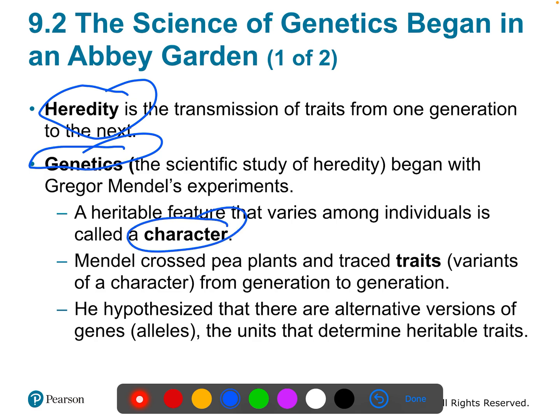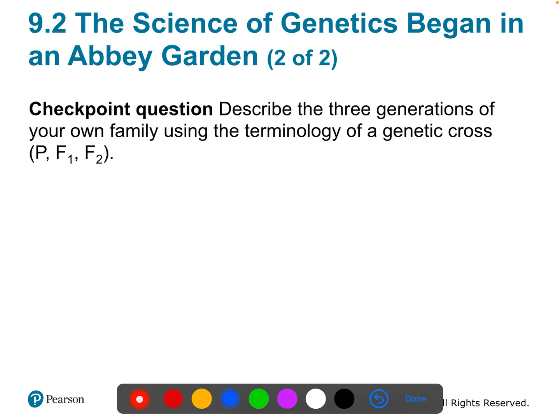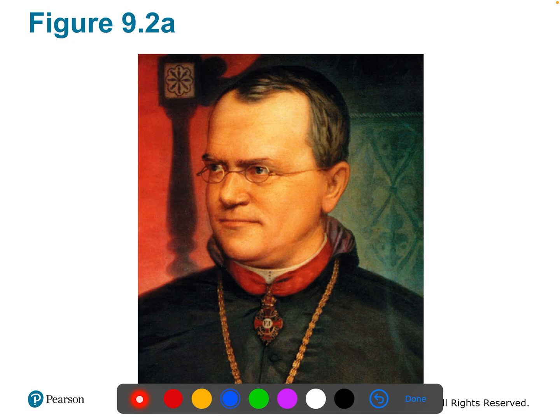Now, when we're talking about genetics, we're looking at things like character. Characters are heritable features that vary amongst individuals. And the different forms, the different variations, we call those traits. And those variations can be passed on from generation to generation. Well, Mendel hypothesized that there were different alternative versions of the traits, or genes as we call them today, what he referred to as factors back then. The different forms of the gene are called alleles. And these are the units that determine the heritable traits, what actually gets passed on from parent to offspring.